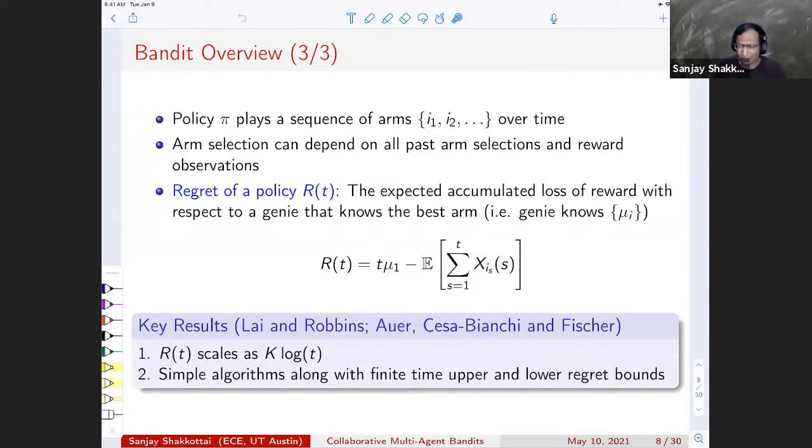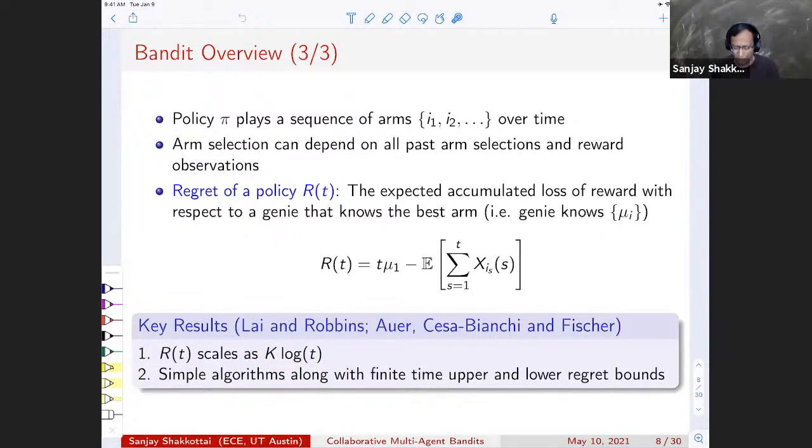And the key results: the history of bandits goes back, as I said, to the 1930s, but this regret notion of bandits was from Lai and Robbins in the 80s. They showed that regret scales only logarithmically in time, meaning it scales very, very slowly, and you can do no better than that. It scales linearly in the number of arms, logarithmically in time. It also depends inversely on the gap between the best and the second best arm, but I'm not going to highlight it here. The thing I want to take away here is k log t.